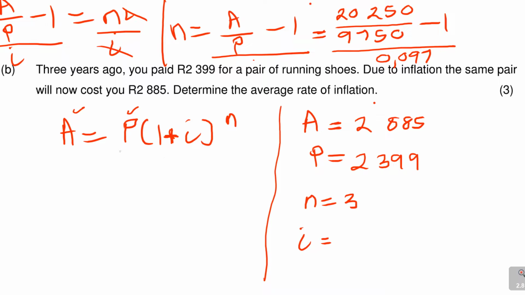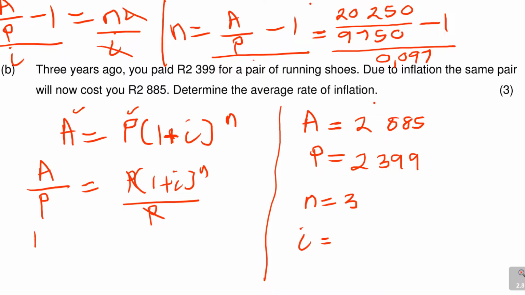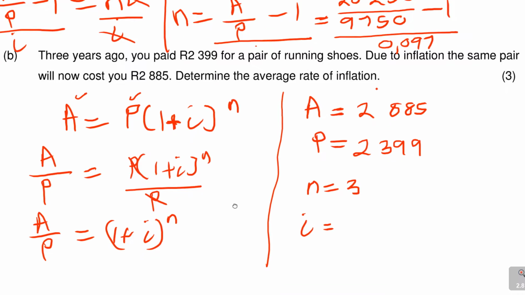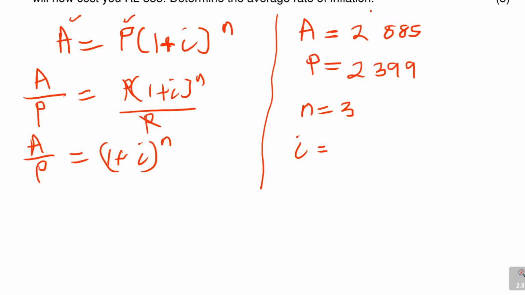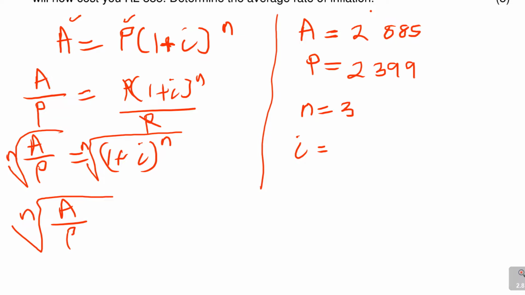How do you make I the subject of the formula? First of all, you divide by P like what you did previously, which is equal to P(1 plus I) to the power n over P. It helps, cancel out P. Then you've got A over P is equal to 1 plus I to the power of n. It always helps. Make whatever you want to calculate the subject, then you just substitute. How do you get rid of this? This one is easier. You just take the nth root. So even here, the nth root. See? So you have got the nth root of A over P is equal to 1 plus I.